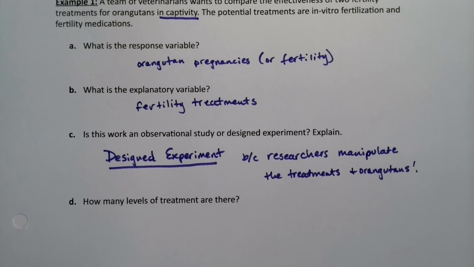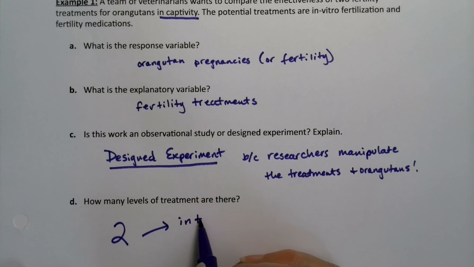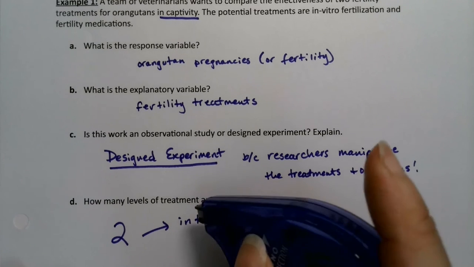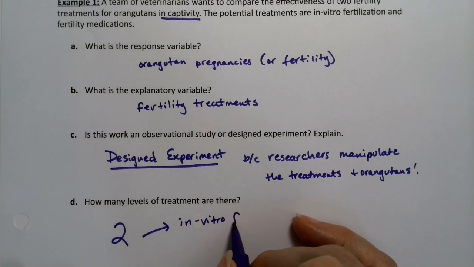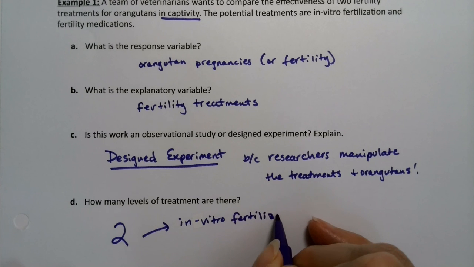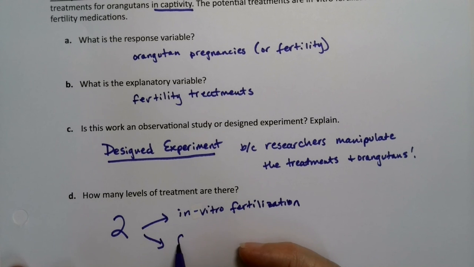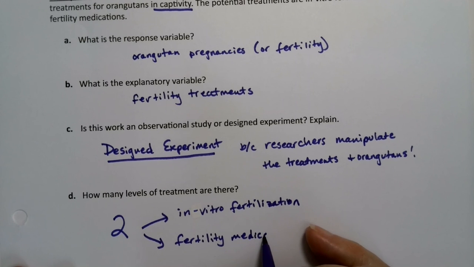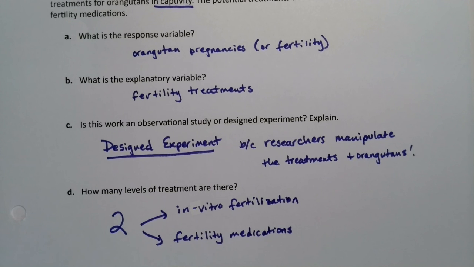Now, how many levels of treatment are there? There were two. There was the in vitro fertilization. And then there is the fertility medication, right? So put it in their food or something like that and get them to eat it, and that would increase their fertility. Okay. All right, so that's what it means to have levels of treatment, a designed experiment, explanatory and response variables.